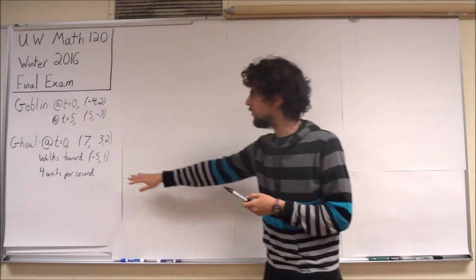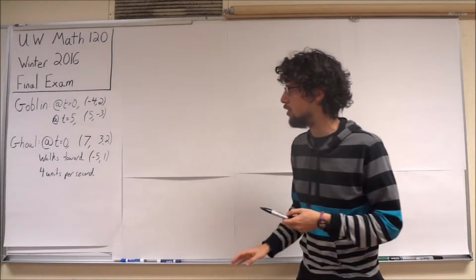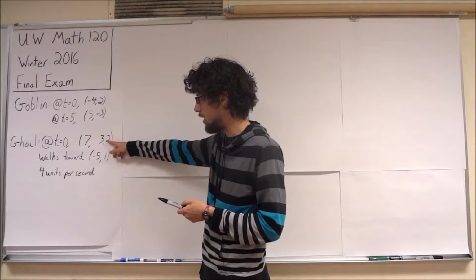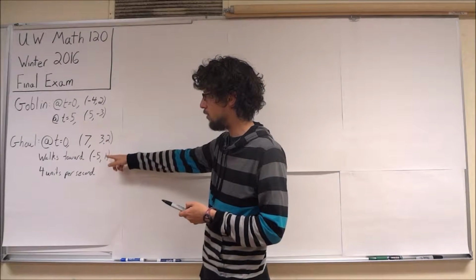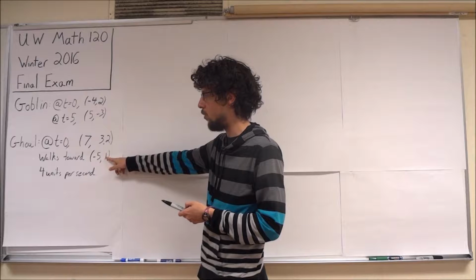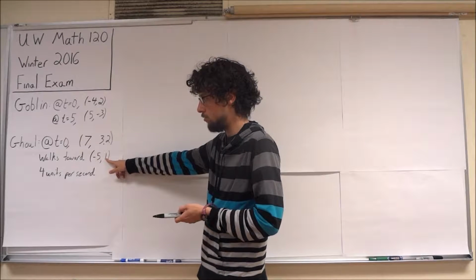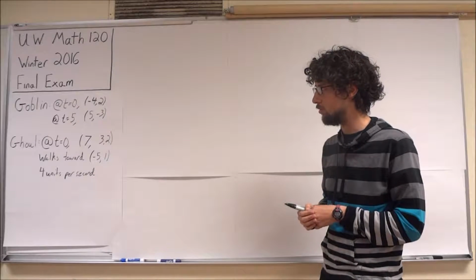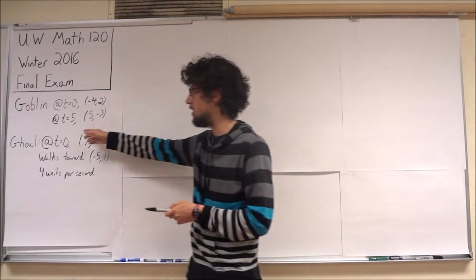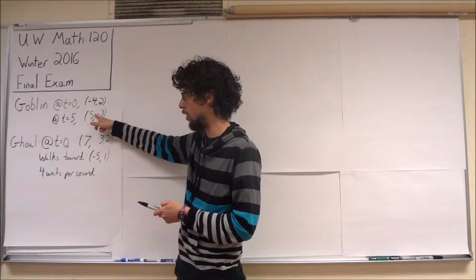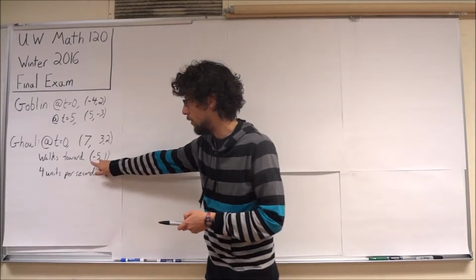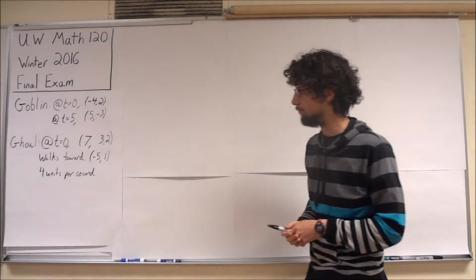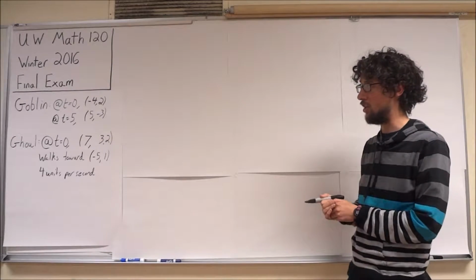The ghoul, we're given slightly different information. We're given the ghoul's initial position, and we're given the direction that the ghoul is walking toward, and the speed that the ghoul is walking. So here we're given specifically at this time, the goblin is at this point. Here we don't have the information quite in that form. And the zombie is just stationary at the origin.